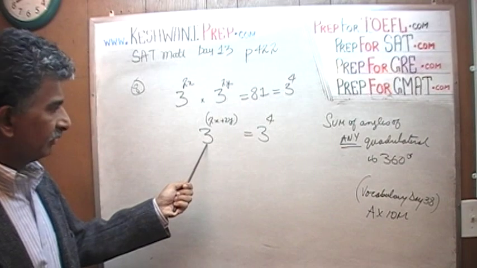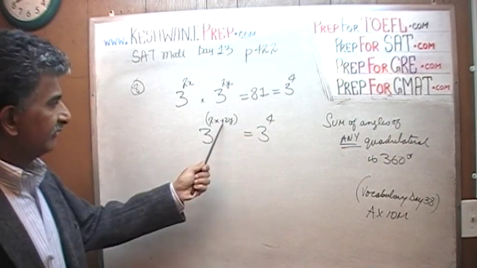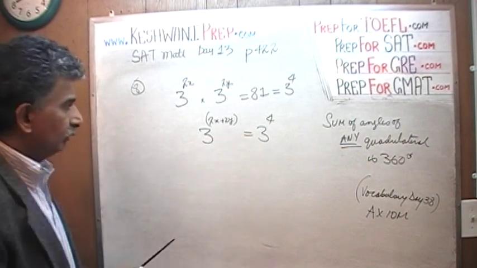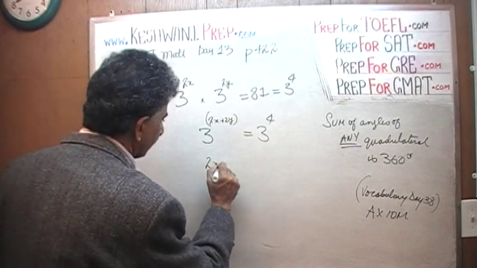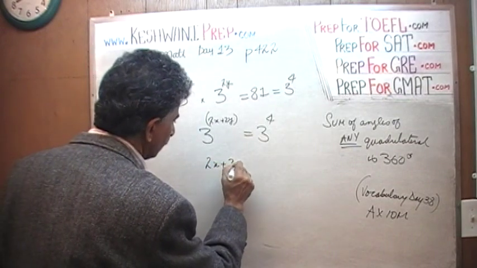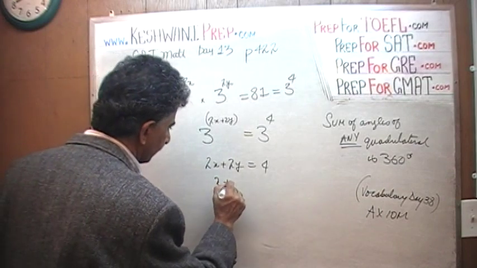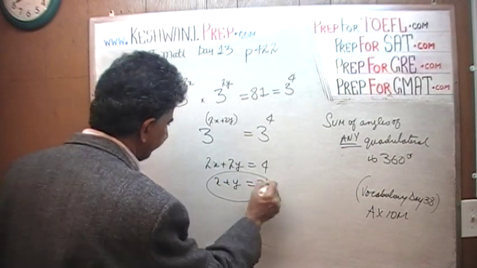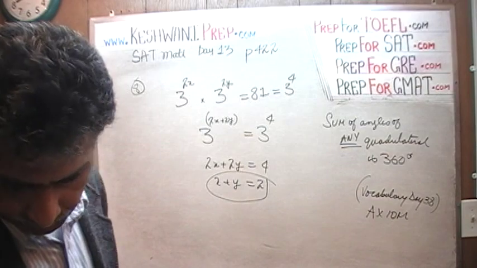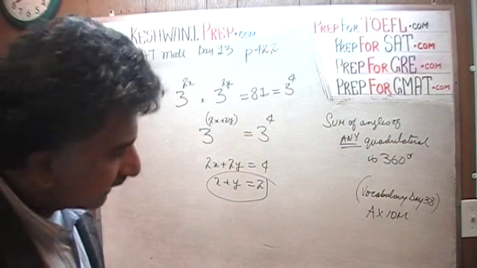And now we have a base of 3 here and a base of 3 there, which means this exponent must equal that exponent. That's all there is. 2x plus 2y must equal 4. Divide the entire thing by 2 and you get x plus y must equal 2. That's it. That's answer choice B.